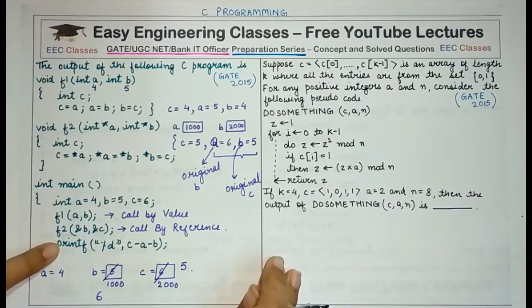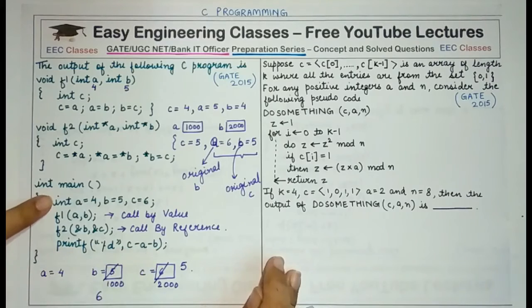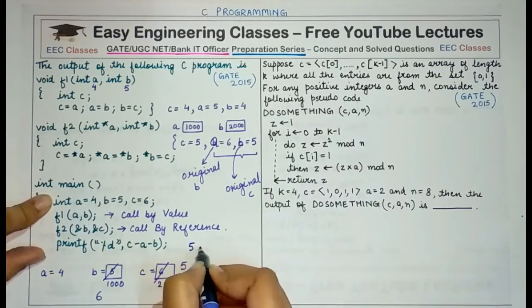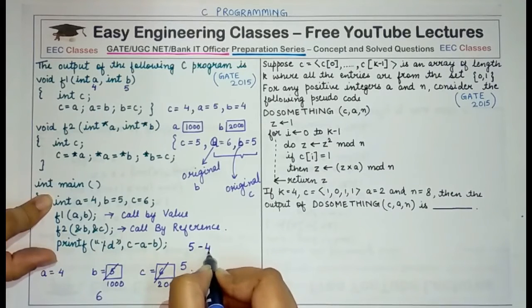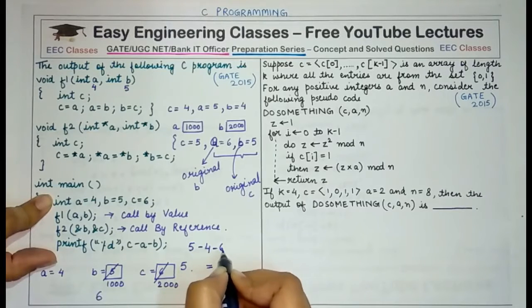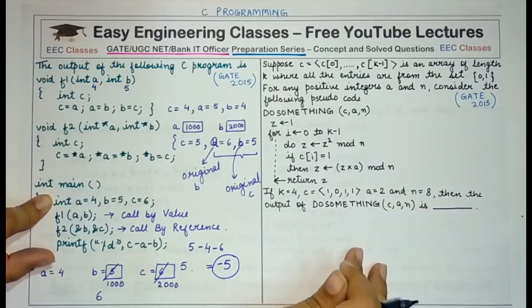So in the printf statement, what is the value that is printed? c minus a minus b. Now c, a and b are these variables of main. c is 5, a is 4 and b is 6. So 5 minus 4 is 1, and 1 minus 6 is minus 5. So minus 5 is the printed value.